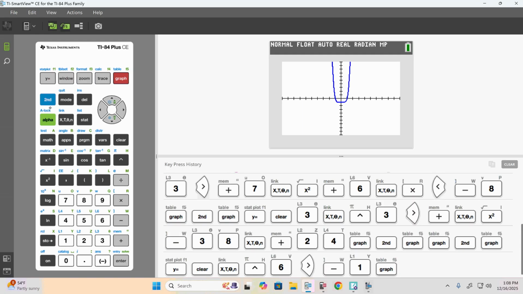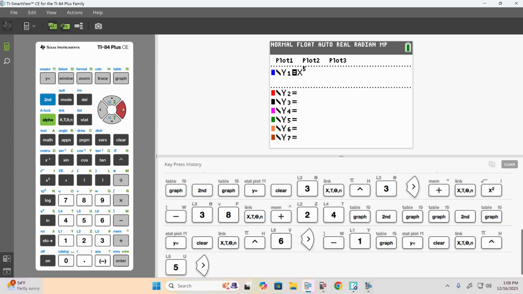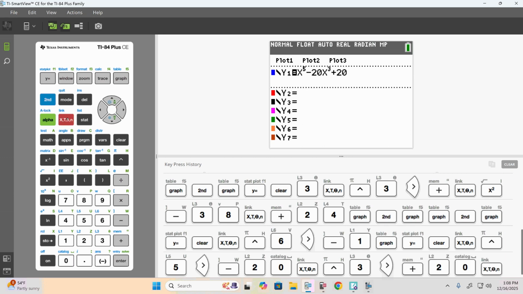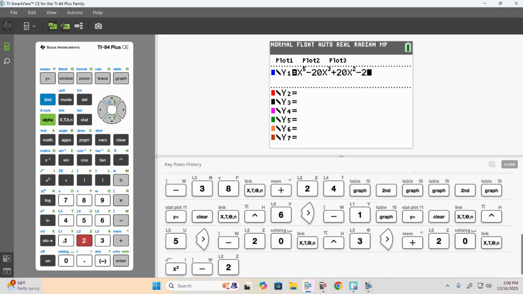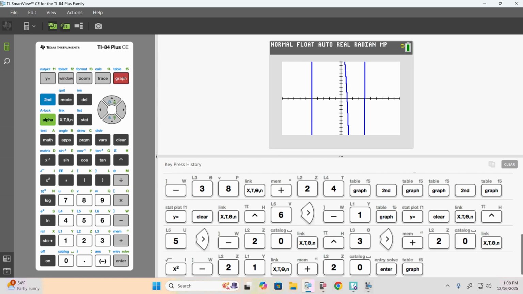So the first thing I would do is grab the graphing calculator and tell it x to the 5th minus 20 x to the 3rd plus 20 x squared minus 21x plus 20. Graph. And we see here it crosses the x-axis in 3 spots.